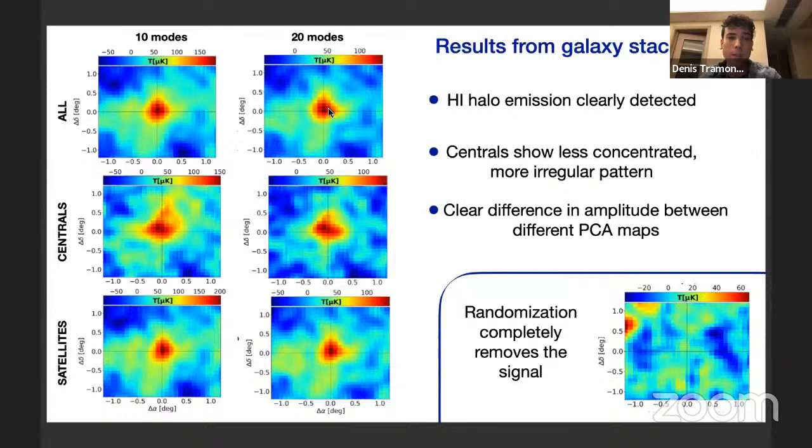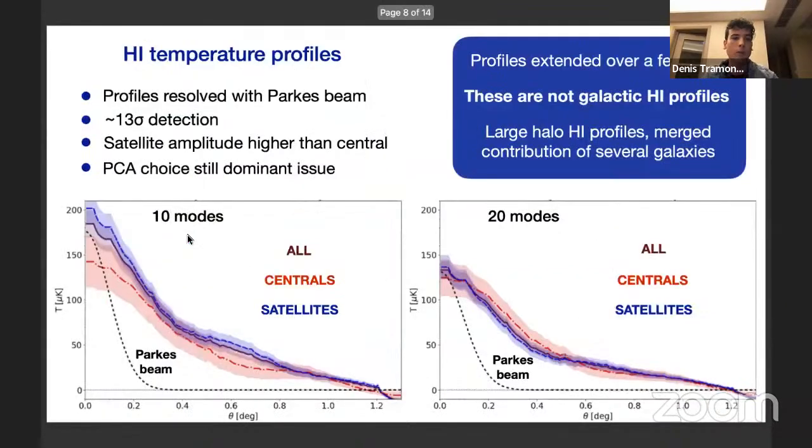So what we are looking at here is the bulk HI inside the galaxies that we are stacking on the maps. We see that the central galaxies tend to produce more irregular and kind of spread out signals. But to be more quantitative, we should extract some radial profiles, which are shown here for all cases. And now we can see that the satellites in general tend to have a higher amplitude, which suggests that they are HI richer, as one could expect. But still, the main difference in amplitude comes from the choice of a specific foreground removal scheme. So this is still the major issue that affects the results.